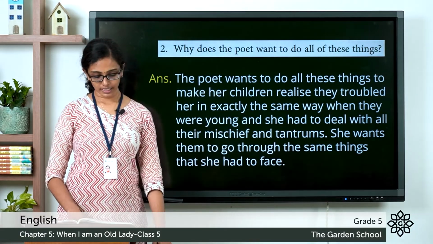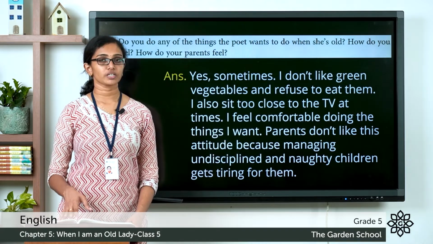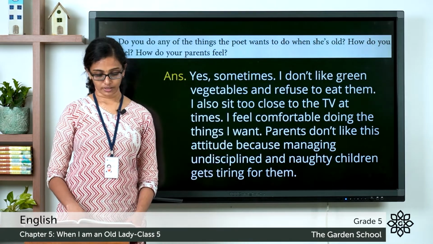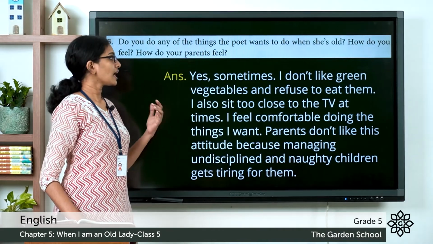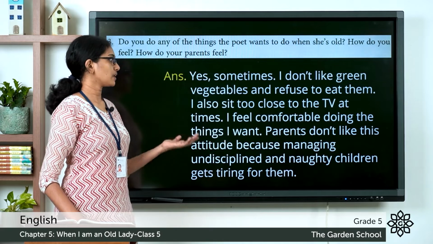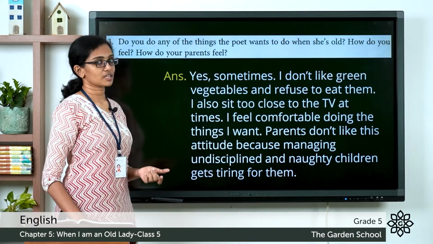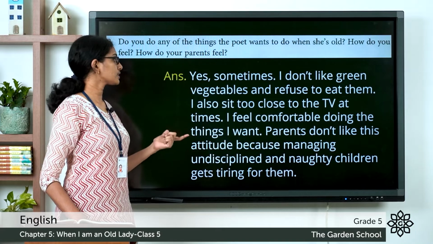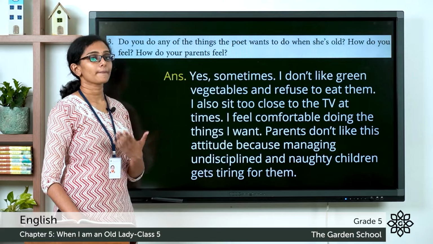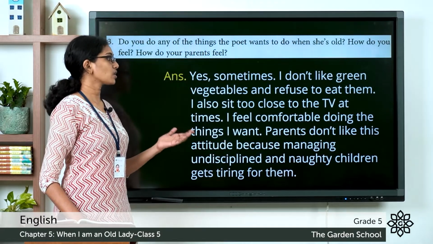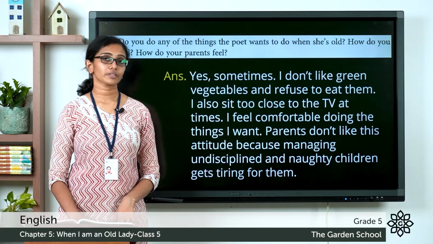Now, question 3. Do you do any of the things the poet wants to do when she's old? How do you feel? How do your parents feel? Yes, sometimes I don't like green vegetables and refuse to eat them. I also sit too close to the TV at times. I feel comfortable doing the things I want. Parents don't like this attitude because managing undisciplined and naughty children gets tiring for them. So I hope you're clear with these questions.